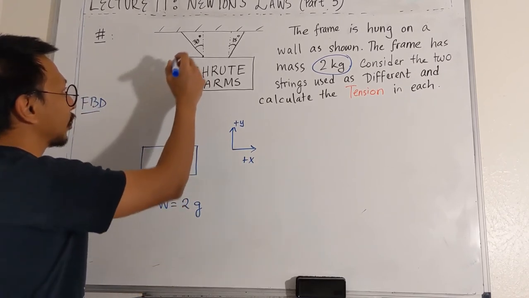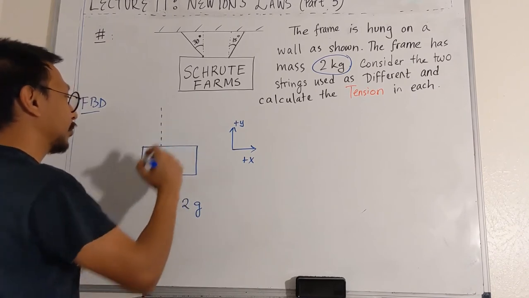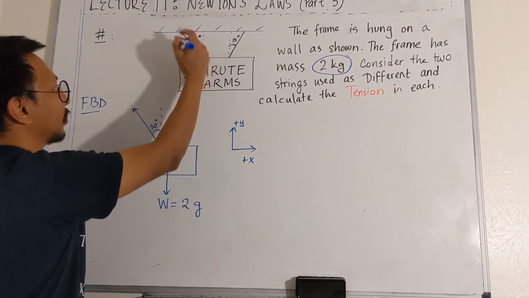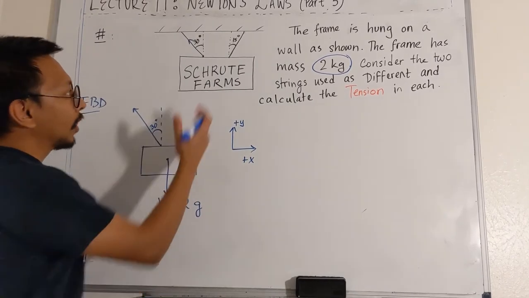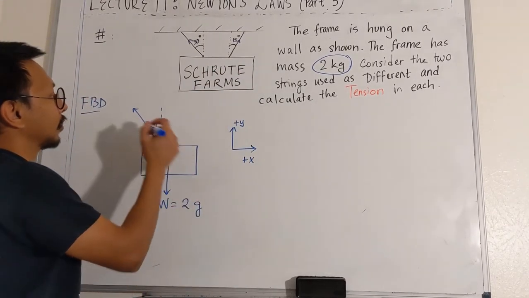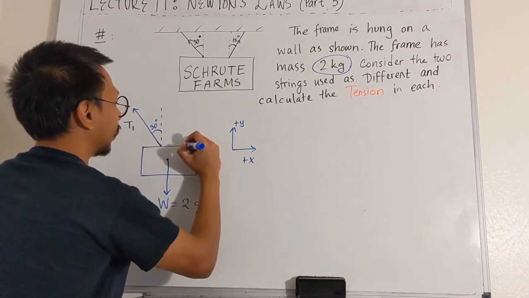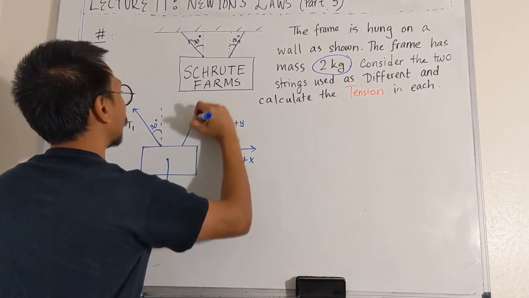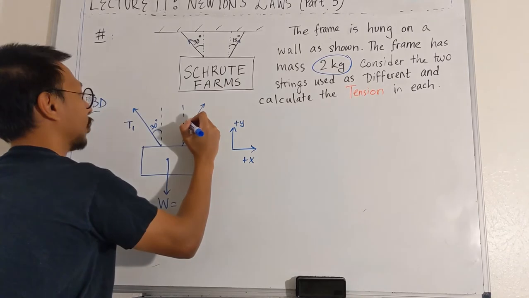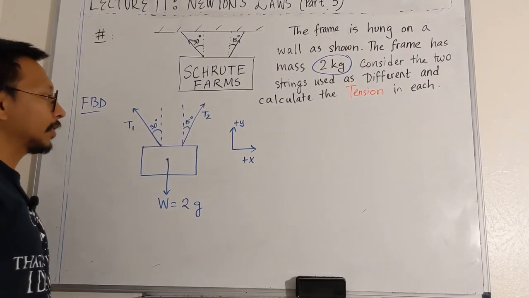Now let's look at the two strings. Let's look at this string first. With the vertical y-axis, this string is making an angle of 30 degrees. The tension force, remember, will be pulling this frame along the rope or string, in both of these strings. So let's call this T1. The other force is due to the other string attached at an angle of 15 degrees to the vertical. Let's call this T2. All right, this is our free body diagram.